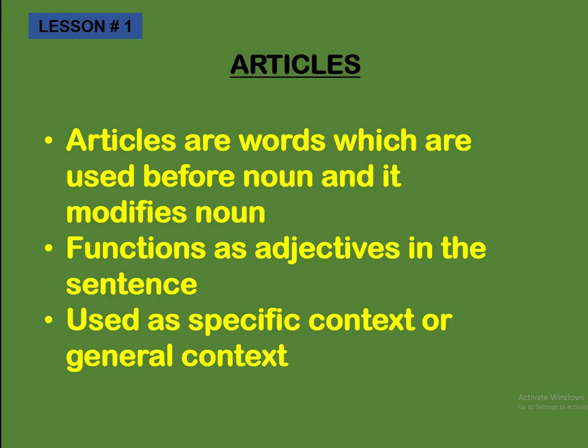Later on we will study how they can be used in general context and how they can be used in specific context. So basically, articles are the words which are used before the noun and they modify the noun. Such words, which modify the noun and are used before the noun, are called articles. In the sentence they act as adjectives, and they may be used as specific or general words before the noun.